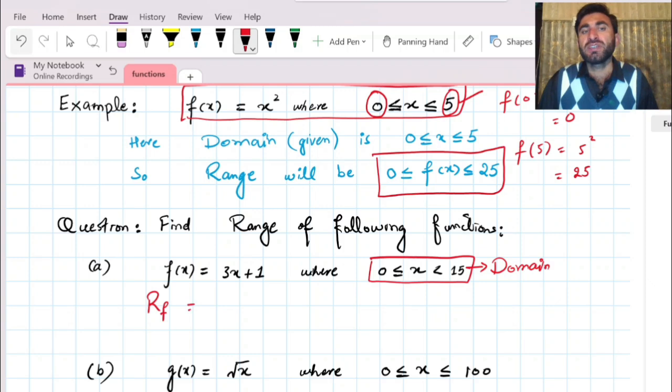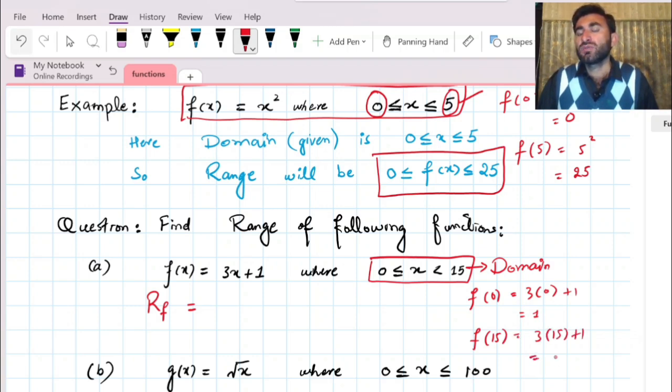So the range of function f will be, now first let's put the values of the domain and then we will get the range. First put the left hand side value 0 in the function. It will become 3 times 0 plus 1, and that results in 1. Then we put the right terminal value, which is 15, and it will become 3 times 15 plus 1 equals 45 plus 1, which will be 46.